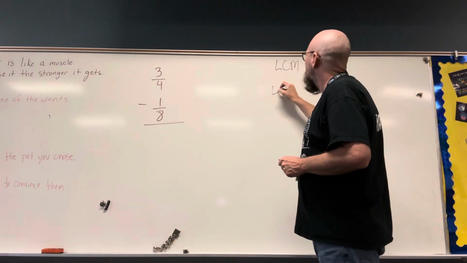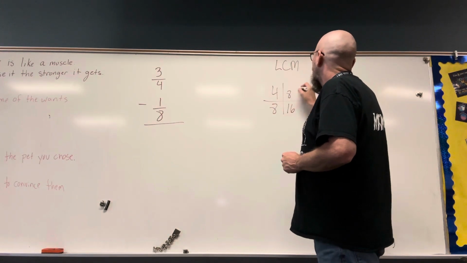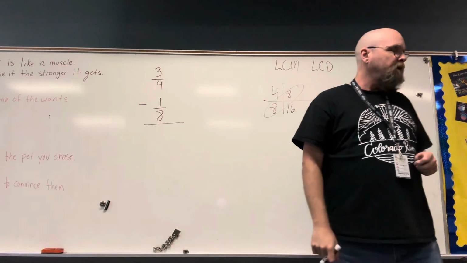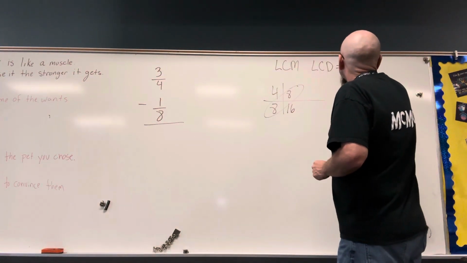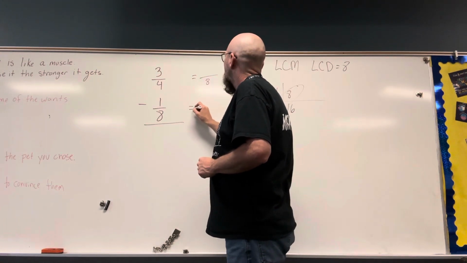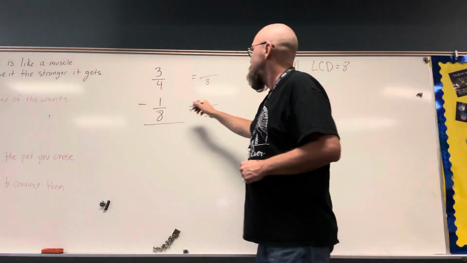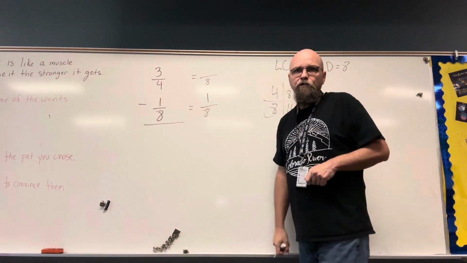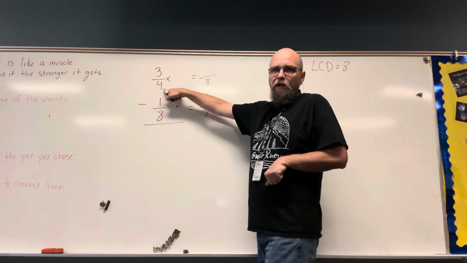I take my two denominators of 4 and 8. I list the multiples and I go until I find the first one they have in common. So my least common denominator is 8. So I change these so that they both have a denominator of 8. This one already has a denominator of 8, so I don't need to change it or mess with it or anything. This one does not have a denominator of 8.